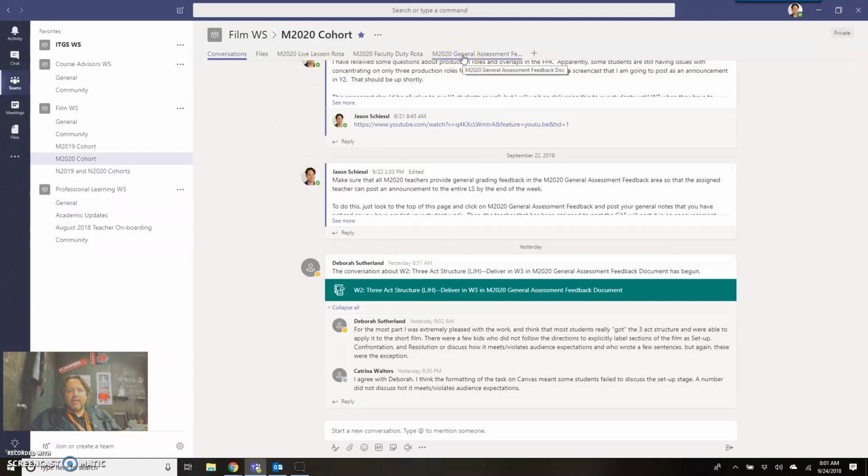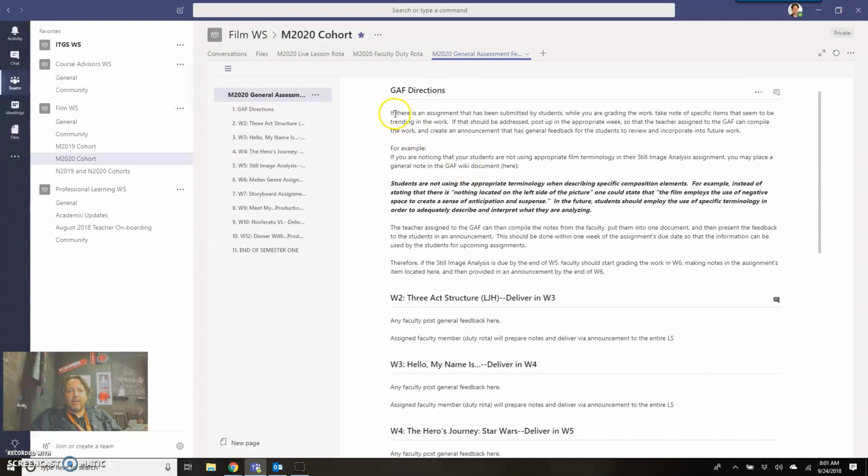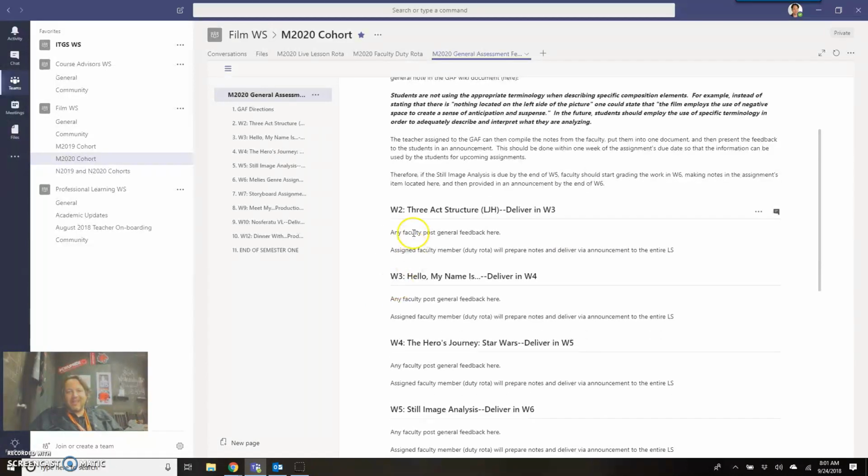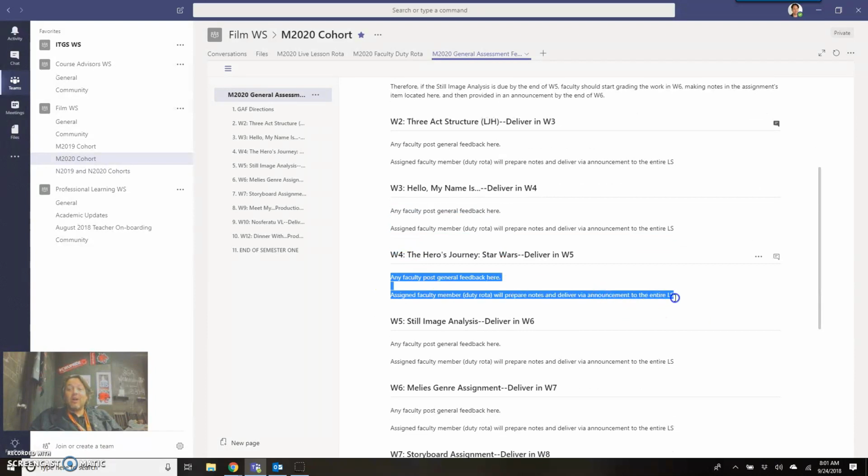If we look here at the May 2020 general assessment feedback area, here's the directions. And the 3-act structure, we don't have any notes here. So what we'd like to do is, for week 2, week 3, hello, my name is, week 4, just throw up some general notes of what you saw when you graded the work. And then in doing that, the person in charge of delivering it in the corresponding week. So here it would be week 3, the week 3 person. Here it would be the week 4 person in the rota.